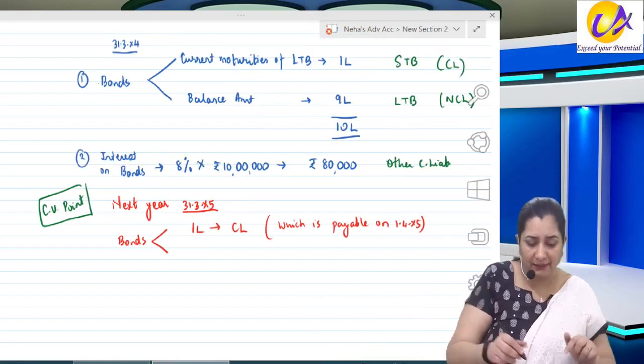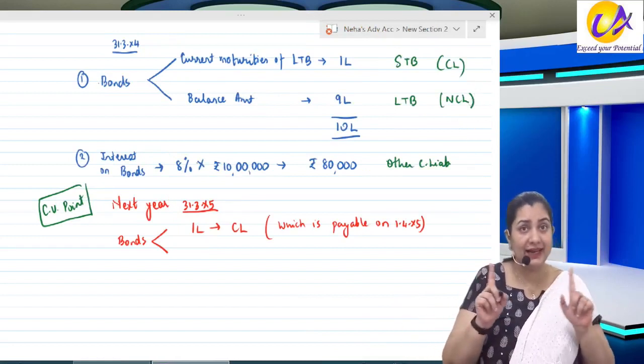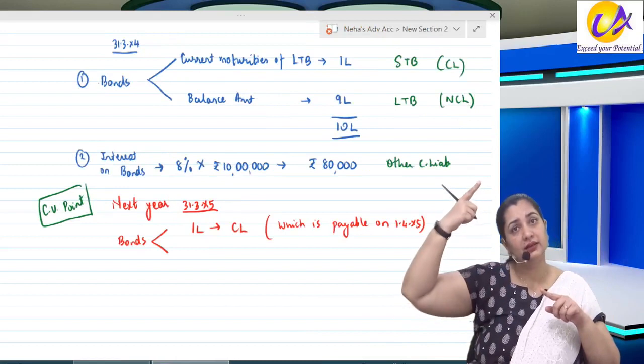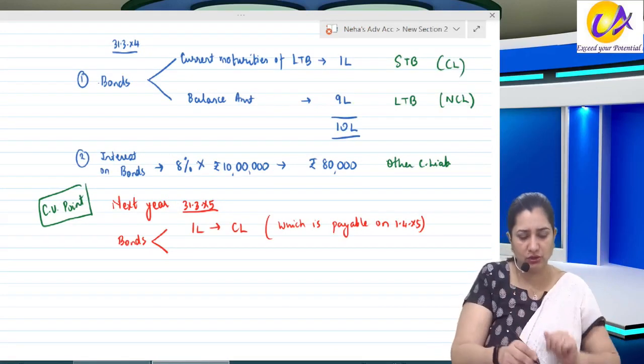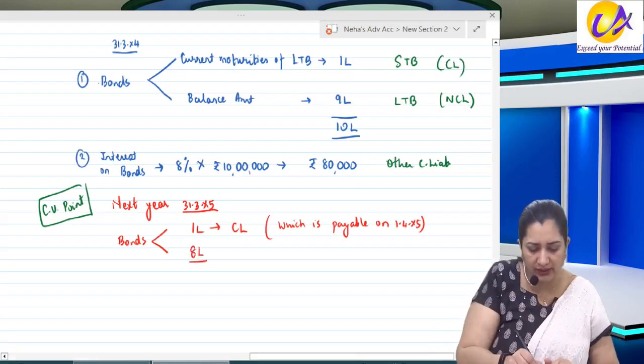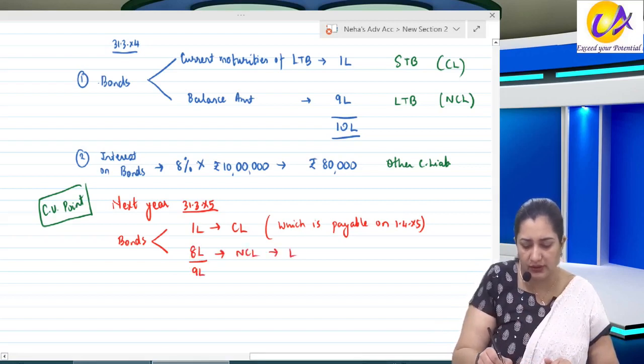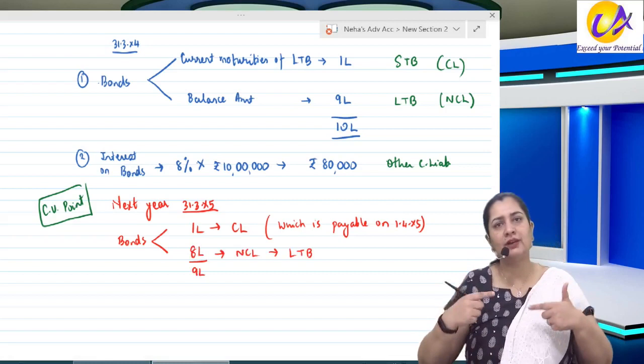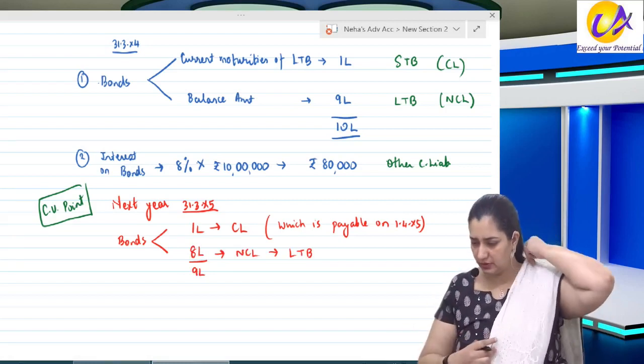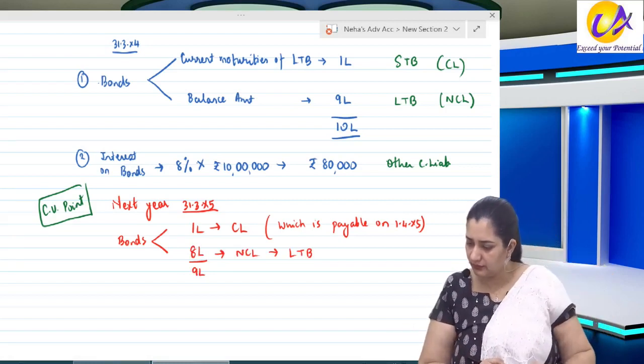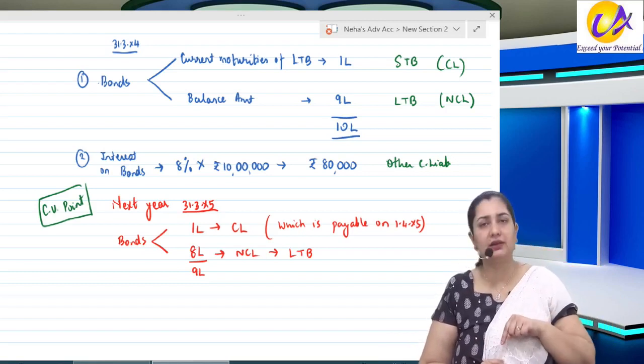Right? And remaining will not be 9 lakh. Now 9 may say already 1 is gone up now. So remaining will be 8 lakh. So total is 9 lakh. And this will be non-current liability, long-term borrowings. Understand, every year 1 lakh you will pay now. Every year 1 lakh they have to pay. Okay.